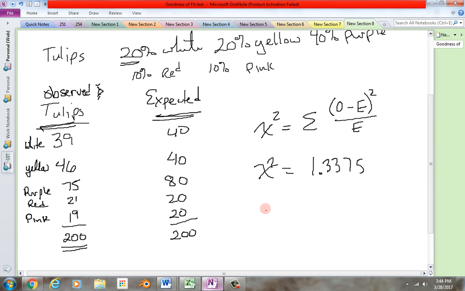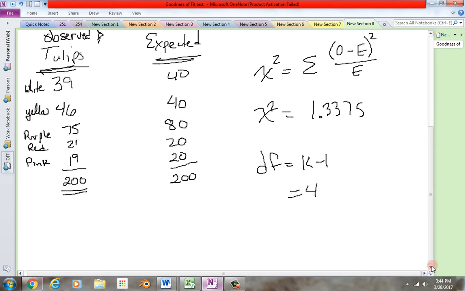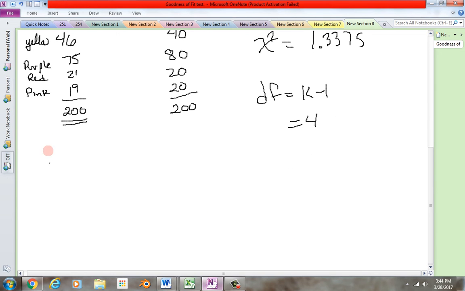Okay. Well, wait a minute. Chi-square always has a degree of freedom, and you're right. It is k minus 1. That is, there's 1, 2, 3, 4, 5 groups, so it's going to be 4 degrees of freedom. Okay? Now, this test will always be the same.